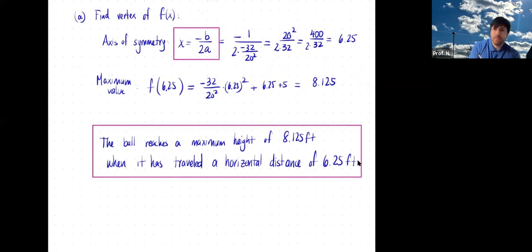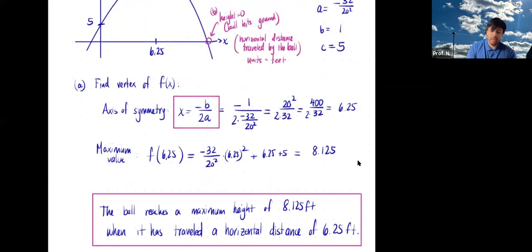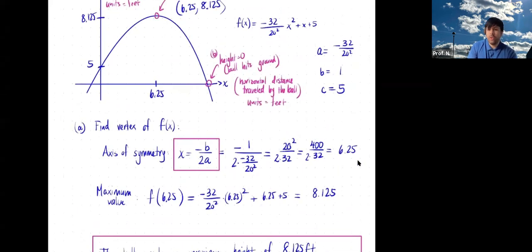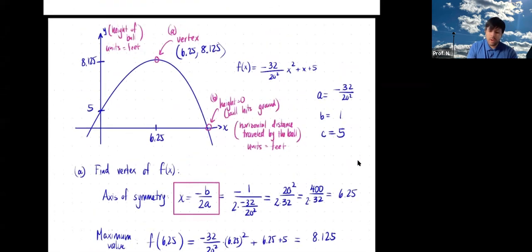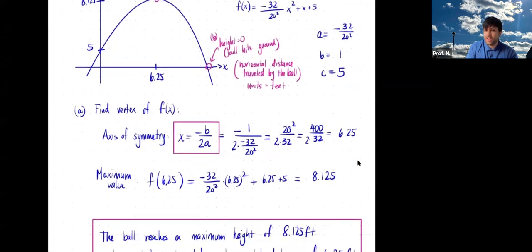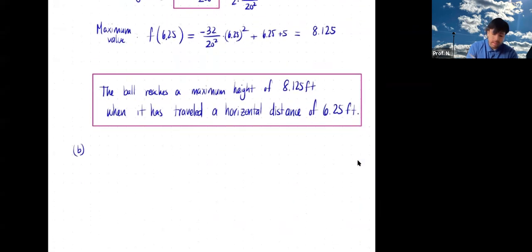Okay, that's part A, and then we have time to finish part B. So part B asks for what? Part B asks for the horizontal distance when the ball hits the ground again. If the ball hits the ground, that means the height equals 0. And what models the height? That f of x models the height.